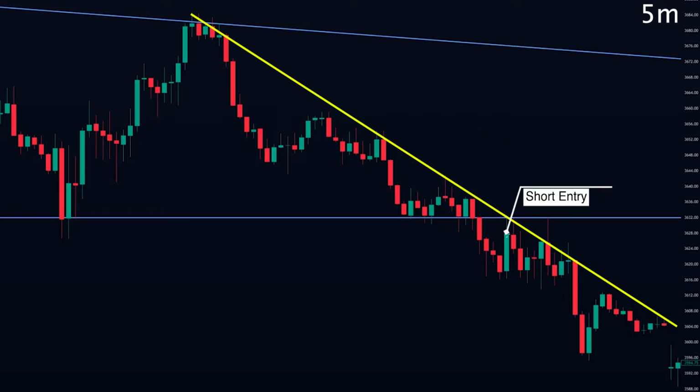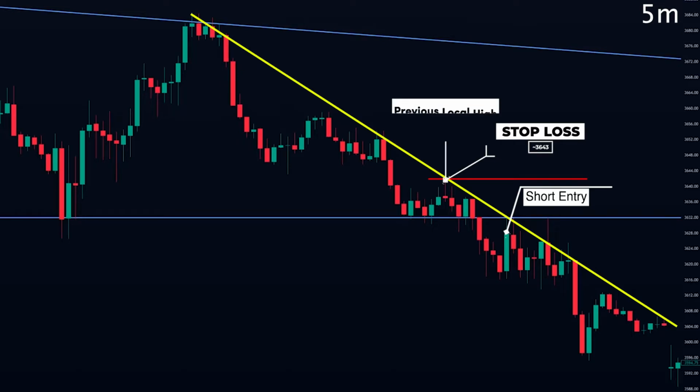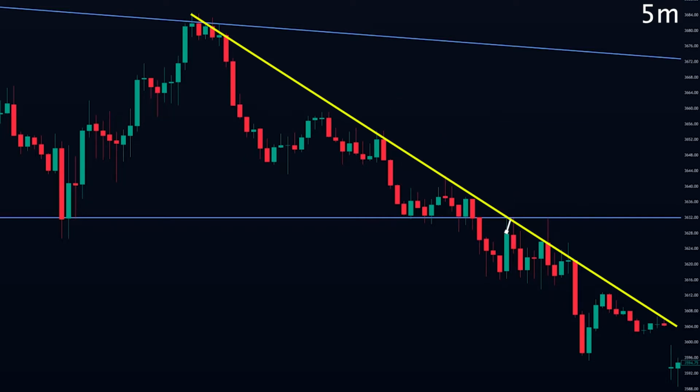There would be 2 stops for this position. Using the 5-minute yellow trend line, we would use the previous highest high. For the 30-minute blue trend line, we would use the previous local high before the break. In this case, the price level is the same in both instances.